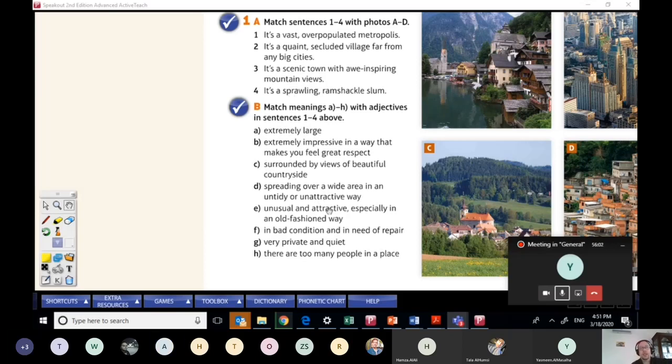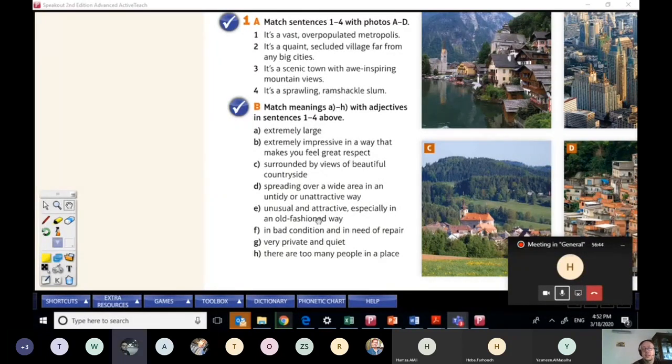How about E? Unusual and attractive, especially in an old-fashioned way. Quaint. Good. Quaint right here. Not scenic. No, okay, scenic goes there. Got it? What's the meaning of quaint? Quaint means that it's unusual and attractive, so it's more positive, but it adds in this meaning of being also old-fashioned. Okay? So if you went to, say, in Jordan, if you go to visit the Bedouin towns, you might say they're very quaint. Okay, they're nice and attractive. You like it, but it's a little bit old-fashioned.